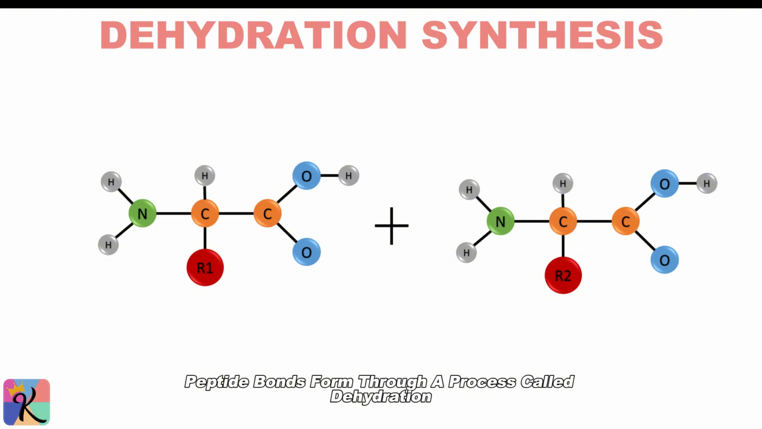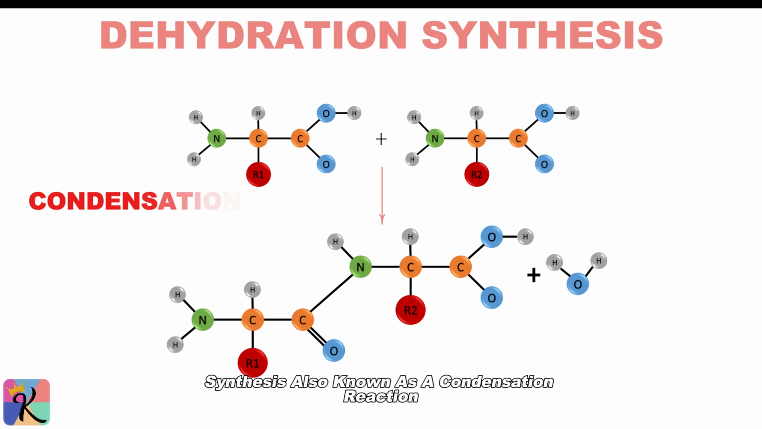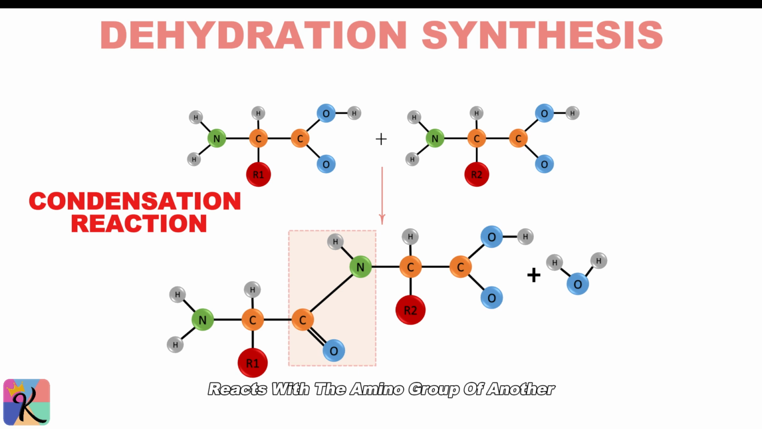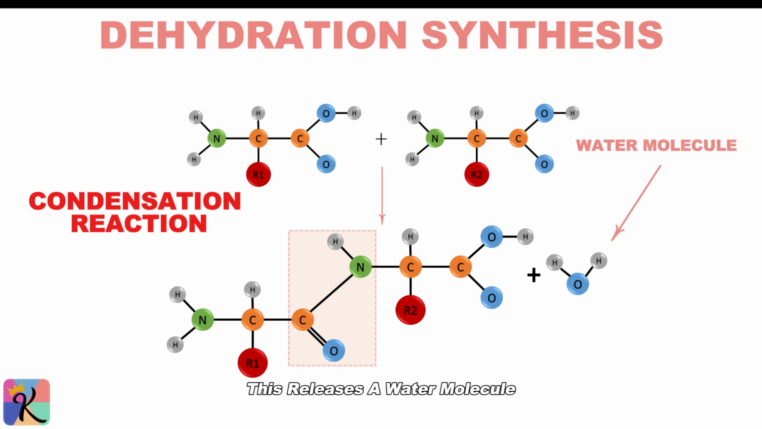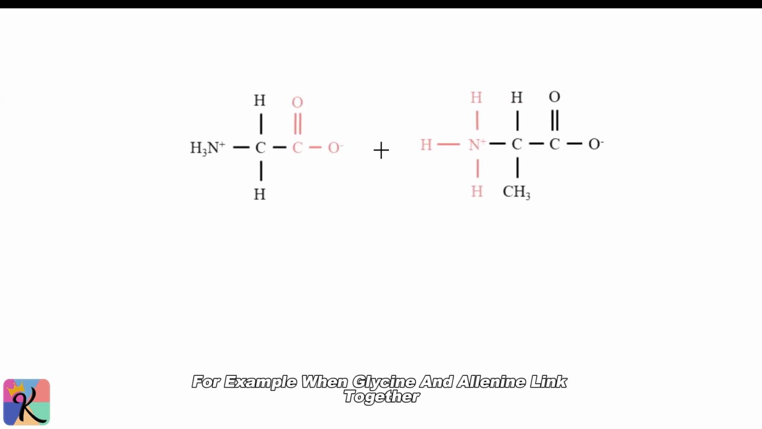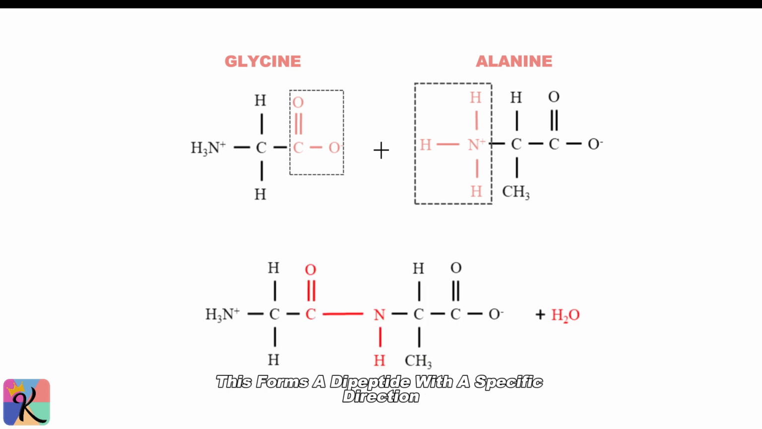Peptide bonds form through a process called dehydration synthesis, also known as a condensation reaction. In this reaction, the carboxyl group of one amino acid reacts with the amino group of another. This releases a water molecule and forms a new amide linkage, which we call a peptide bond. For example, when glycine and alanine link together, glycine's carboxyl group bonds with alanine's amino group, releasing water in the process. This forms a dipeptide with a specific direction.